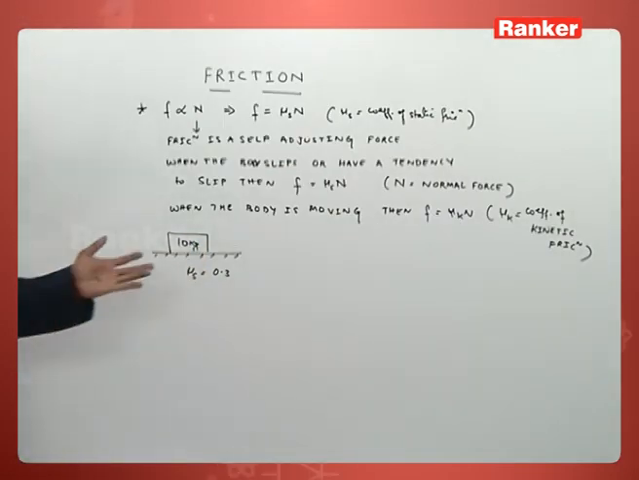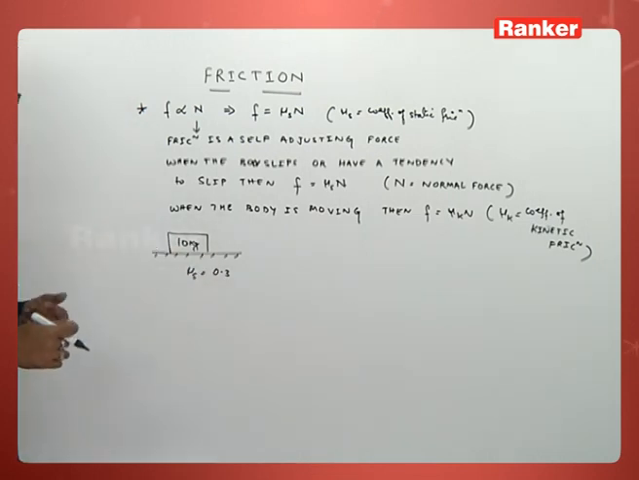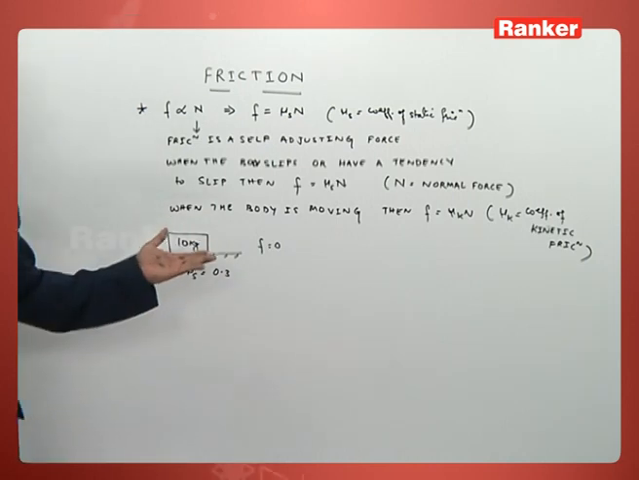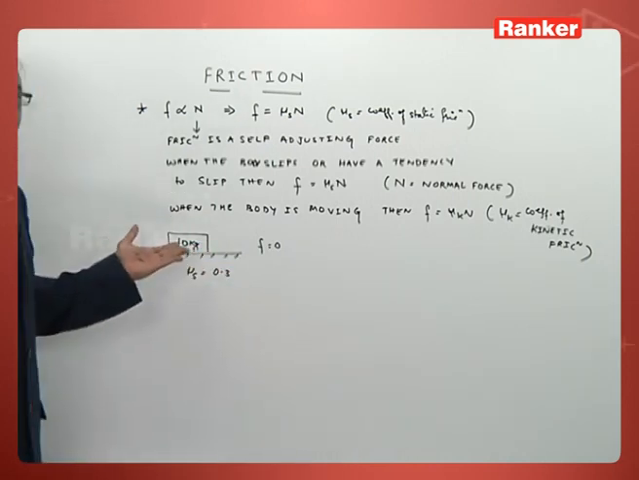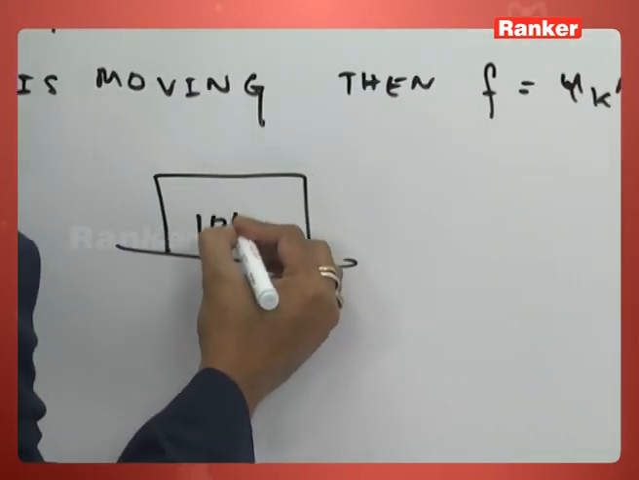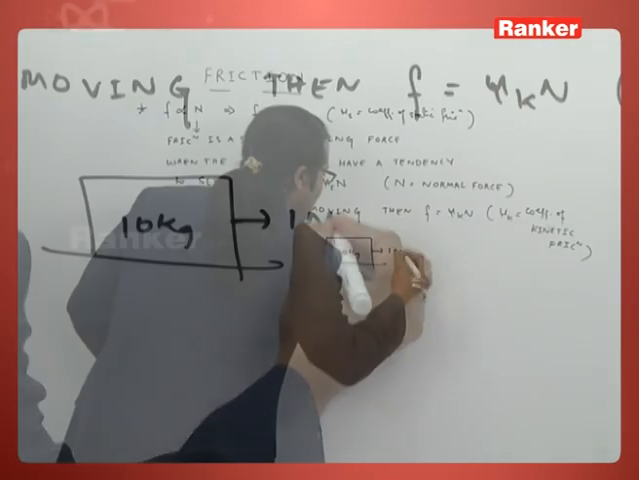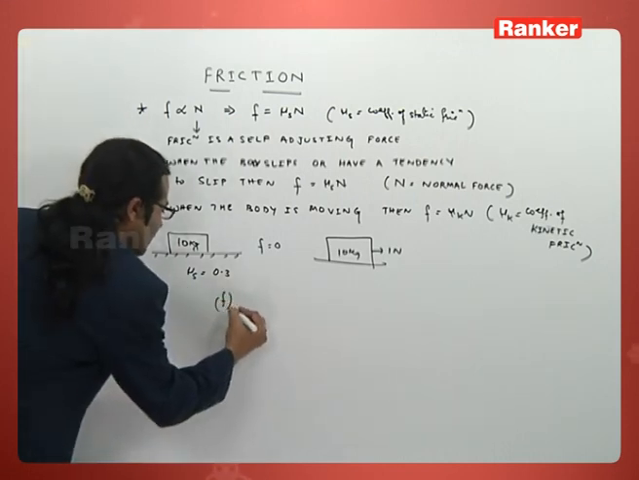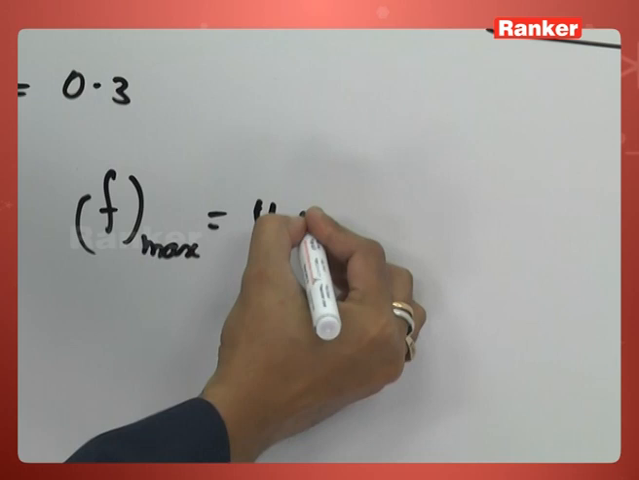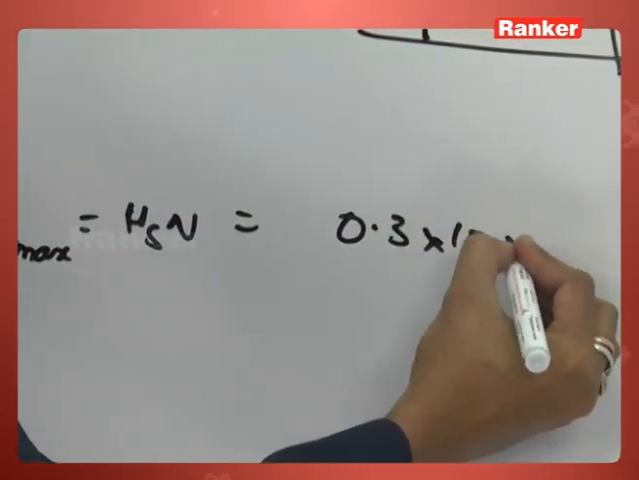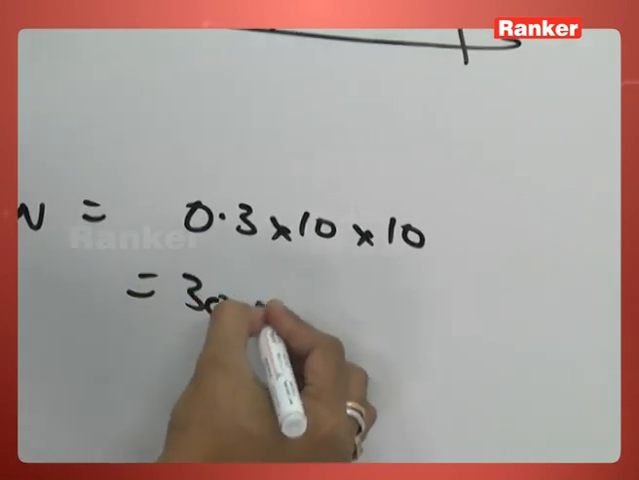If somebody asks you what is the frictional force, in this case the frictional force will be 0, because no applied force, no frictional force. Suppose somebody says this is a 10 kg block, and I am applying some 1 Newton force. I will calculate F max. F max is mu s into N, that is 0.3 into 10 into 10, that is 30.